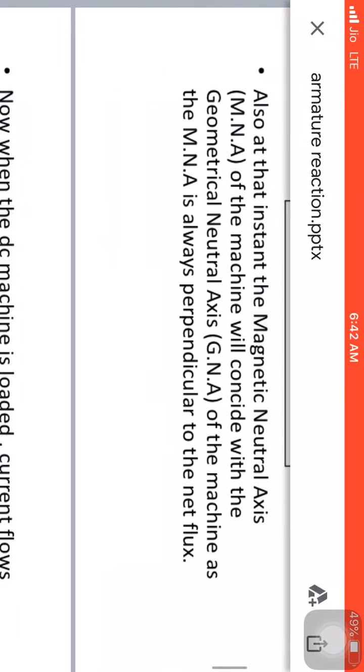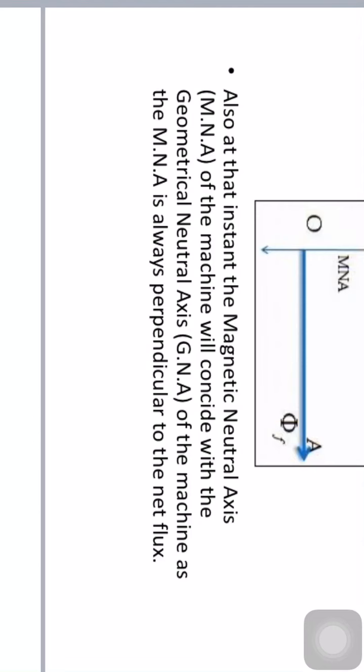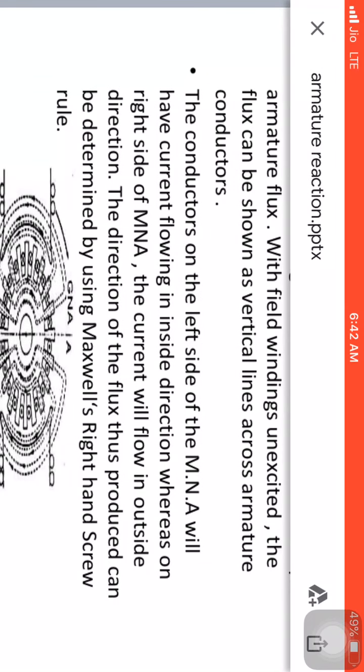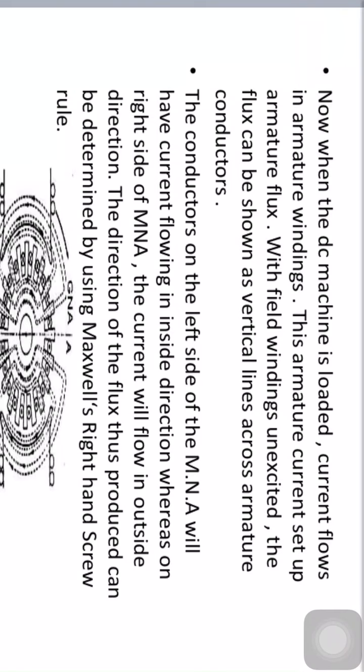Also at that instant, the magnetic neutral axis of the machine will coincide with the geometrical neutral axis of the machine, as MNA is always perpendicular to the net flux. Okay. Now, the condition is when the DC machine is loaded, current flows in the armature windings.